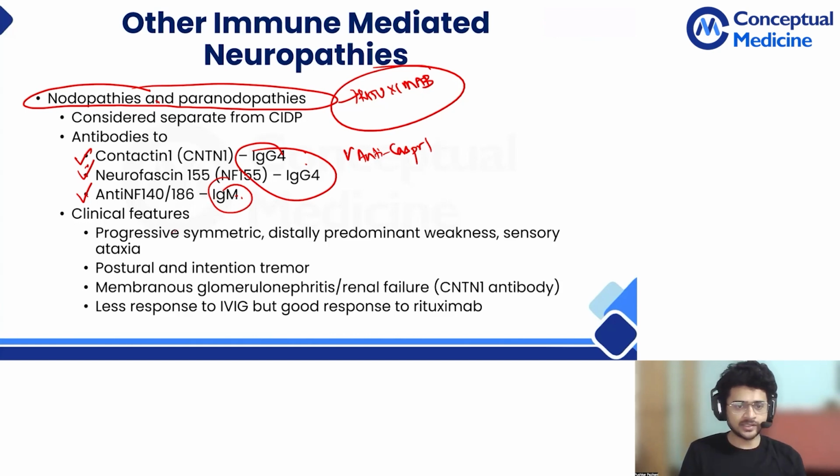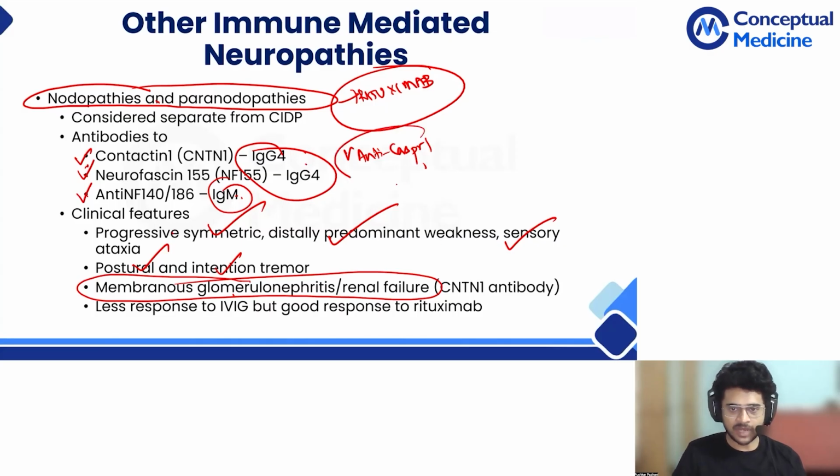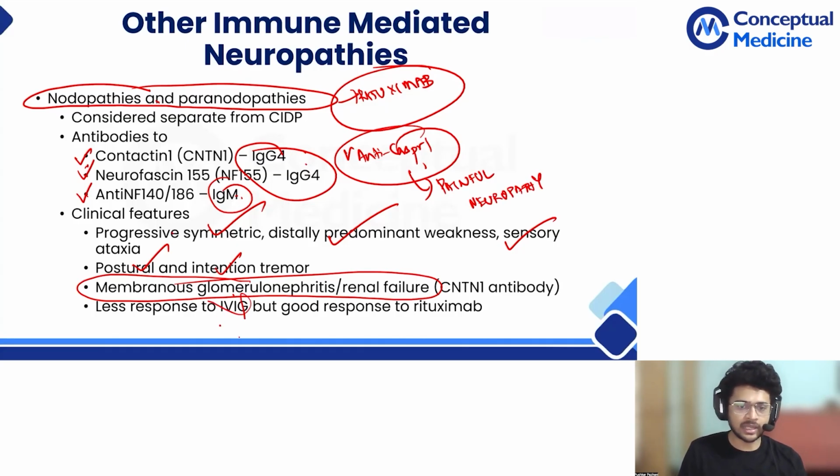The clinical features are a symmetric, distally predominant weakness and sensory ataxia with a postural and intention tremor. If the patient has an anti-contactin 1 antibody, they also might have a membranous glomerulonephritis or renal failure. If they are anti-Caspr positive, they might have a painful neuropathy. And as I mentioned earlier, they are less responsive to IVIG but have a very good response to rituximab.